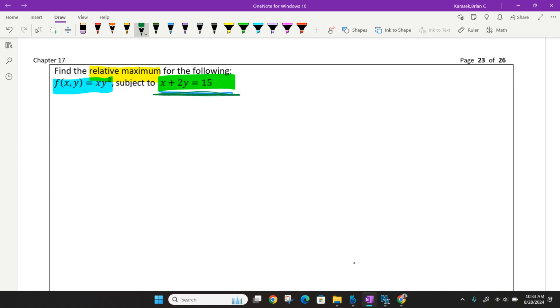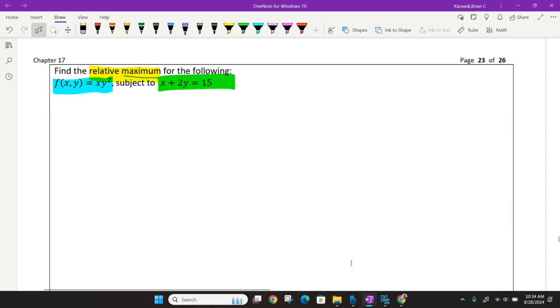And in this case, our restriction is that whatever x is and whatever y is, when I add them together in this way, their sum, that is x plus 2y, must always be equal to 15. So we're looking for the maximum possible value for this three-dimensional surface, where the x and the 2y must always add up to 15. Right? So let's go ahead and get started. Let's work through this process using Lagrange multipliers.